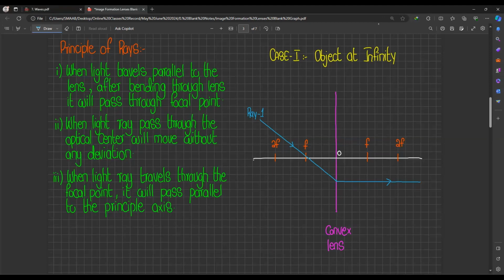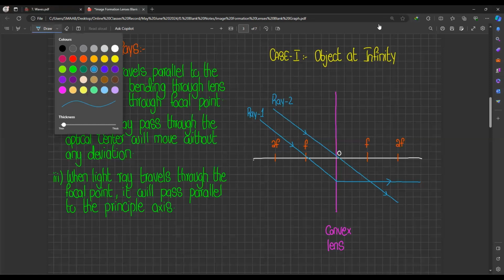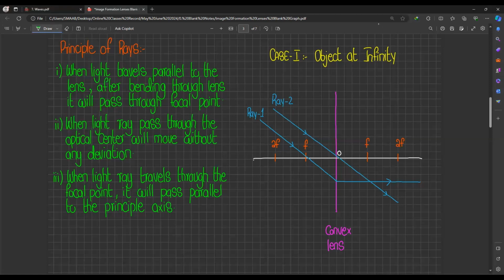So when it passes through the center, you can see they will intersect each other. So this is ray number 2. And we are using the second point of the principle: when a light ray passes through the center, it will move without any deviation. And how to identify the image? To identify the image, we have to consider this intersection point. And at this point, we are getting our real image.